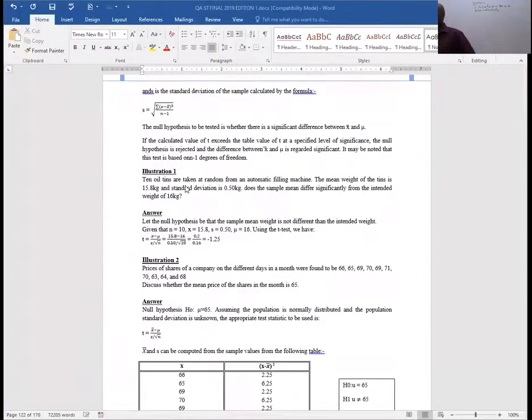10 oil tins are taken at random from an automatic filling machine. The mean weight of the tins, which they found there, is 15.8 kilograms with that standard deviation. So does the sample mean differ significantly from the intended weight of 16 kilograms? This is quite a very easy question. I know somebody on hearing the word hypothesis, ladies and gentlemen, they fear a little. You should never fear at all because this is something very simple.